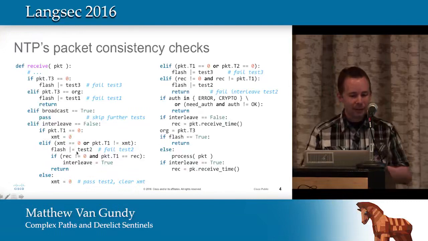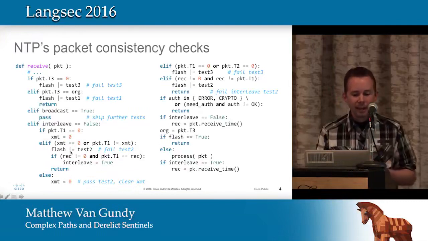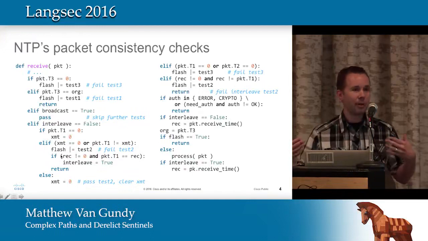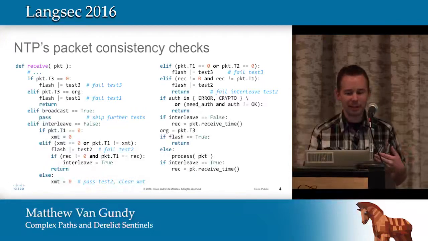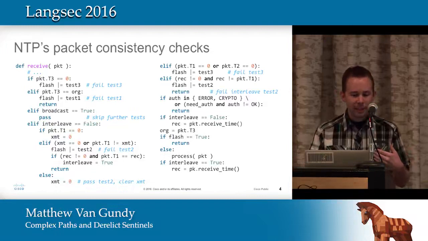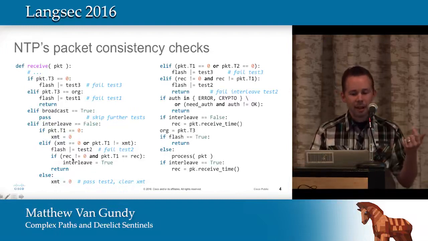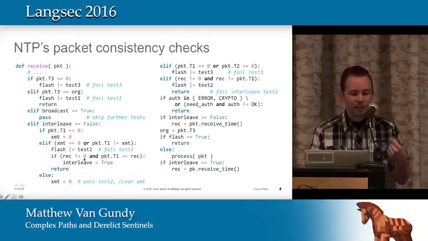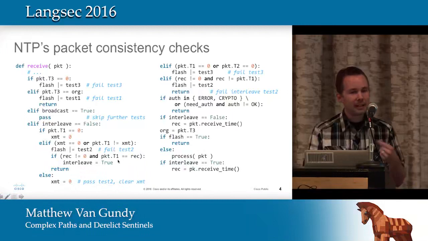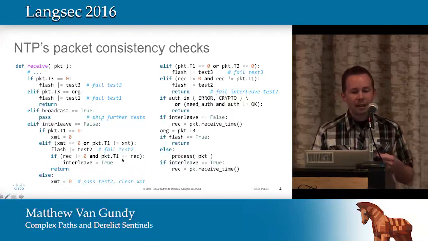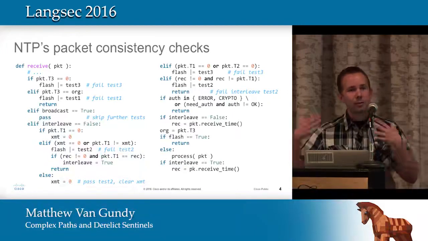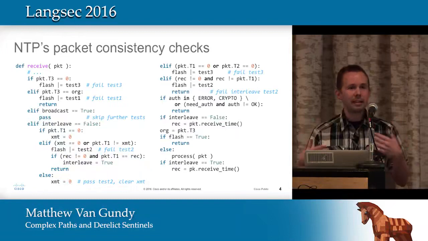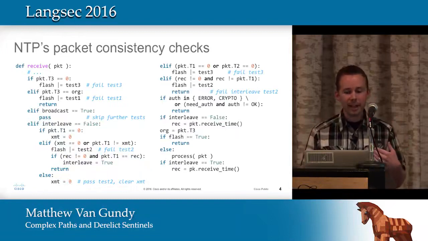So I said, if we fail that nonce check, we actually have another chance to get through this packet processing logic. So if the receive timestamp, which basically is marking what time we received the last packet from the server, is non-zero, and the origin timestamp is equal to that receive timestamp, this matches the semantics of interleave mode. So rather than explicitly declaring interleave mode in any form in the packets or in the configuration, NTP says, oh, we must be in interleave mode.